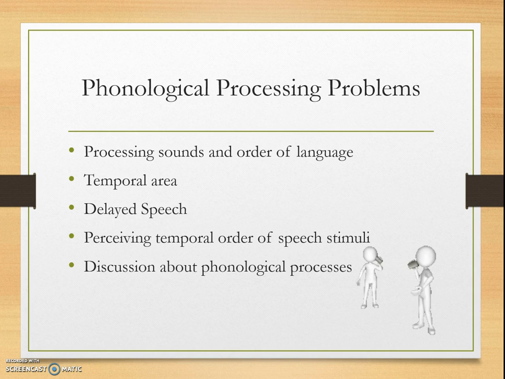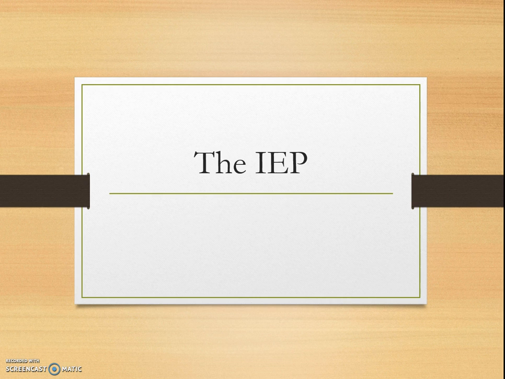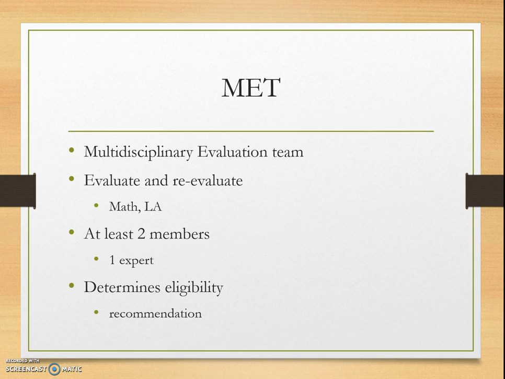Phonological processing problems. This is a problem in processing sounds in the order of language. This is also a problem that takes place in the temporal lobe with the temporal order of speech stimuli. We can see this in delayed speech in young students. A way to strengthen a phonological processing problem is to have often quick discussions with your students about phonological processes and give them skills and drills that they can use to try to strengthen this in school and at home. Next, we'll discuss the IEP.